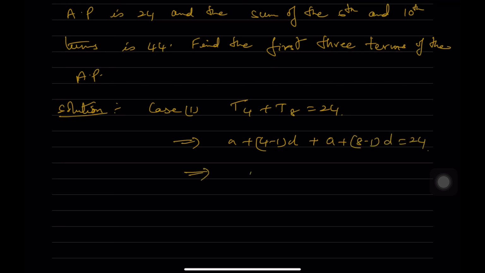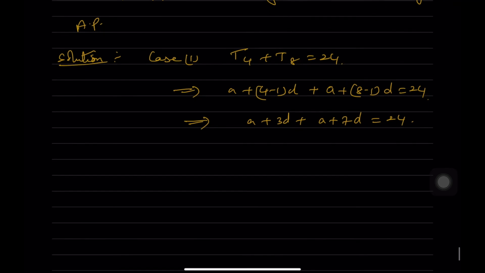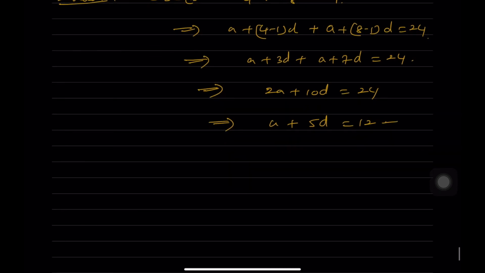So which implies that A plus 3D plus A plus 7D is equal to 24, or we can also write this as 2A plus 10D is equal to 24, dividing throughout by 2, A plus 5D is equal to 12. So we'll take this as the first equation.